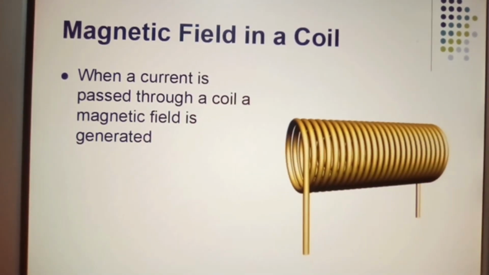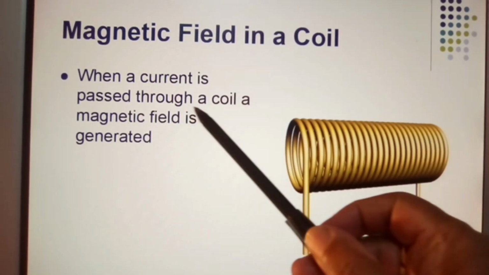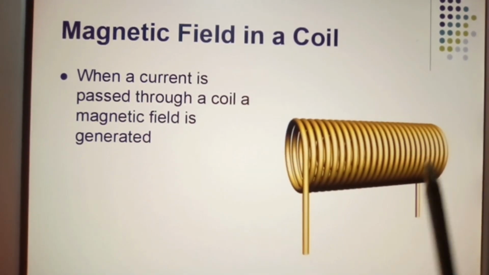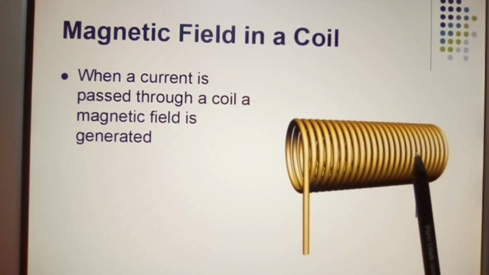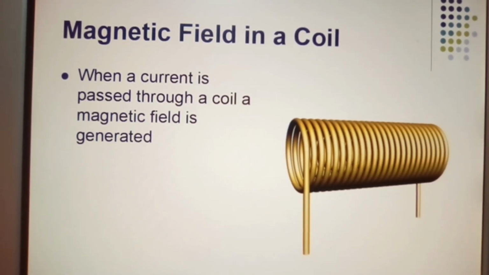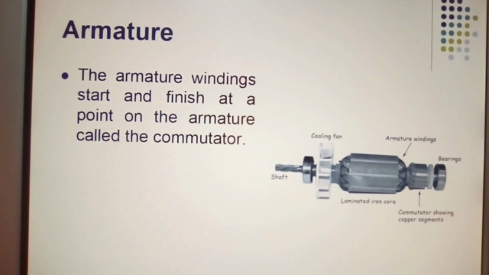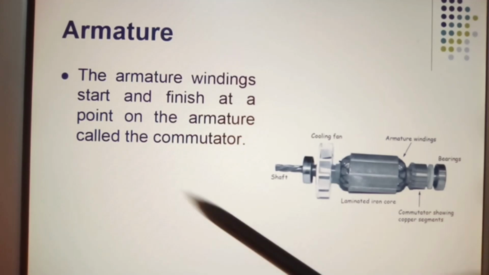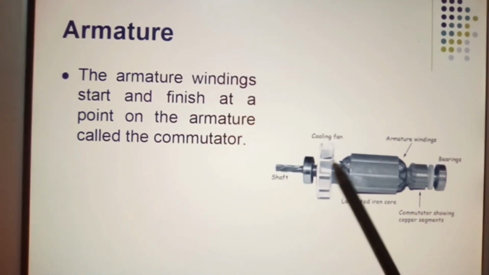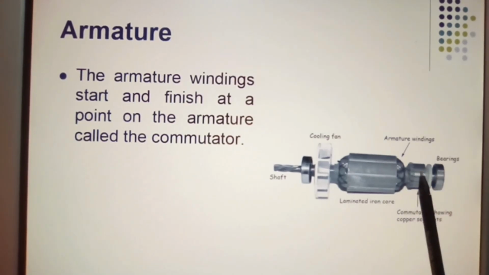Magnetic field in a coil. When a current is passed through a coil, a magnetic field is generated, and this is our coil. We would normally call this a solenoid because, when magnetized, it allows us to close switches or open switches depending on the use to which the solenoid has been put. The armature windings start and finish at a point on the armature called the commutator, and that is our commutator here.